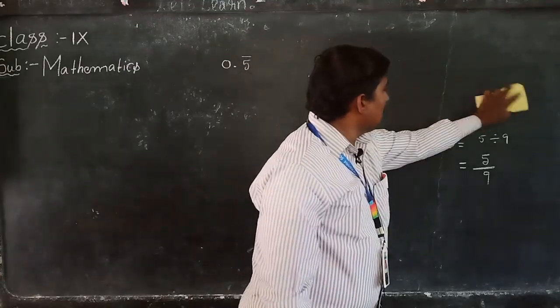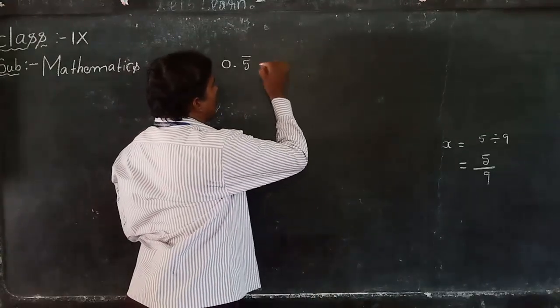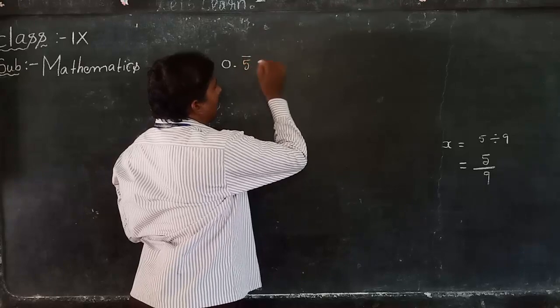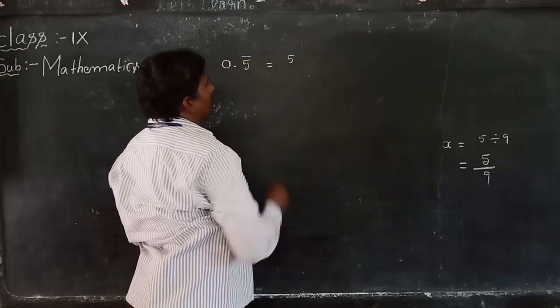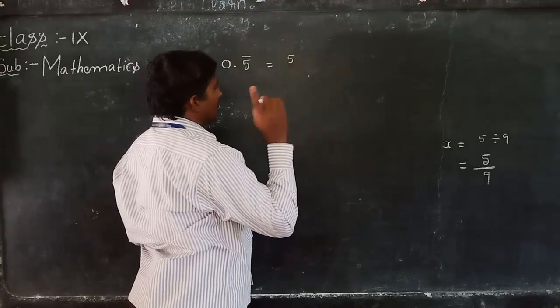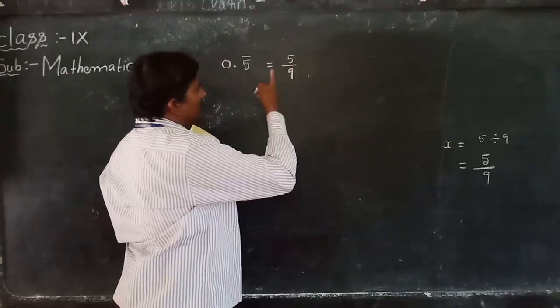Now see here, 0.5 bar. Write the number under the bar, 5. After the decimal point, how many values are there under the bar? 1 is there, so divide by 9. So we got the answer.